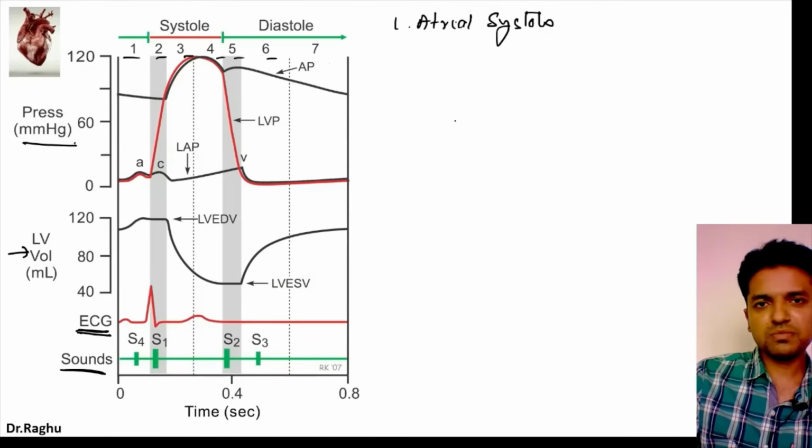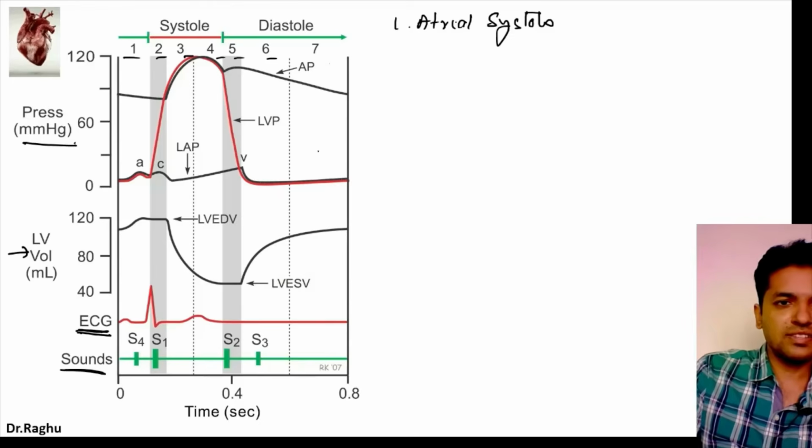So when the blood has moved from the atria into the ventricles, what happened to the ventricular pressure and the ventricular volume? There is a slight increase in the ventricular pressure, and also a slight increase in the ventricular volume. Atrial systole has resulted in the fourth heart sound. This is one more thing we have to remember, and atrial systole coincides with the P wave of the ECG. The P wave is suggestive of atrial depolarization.